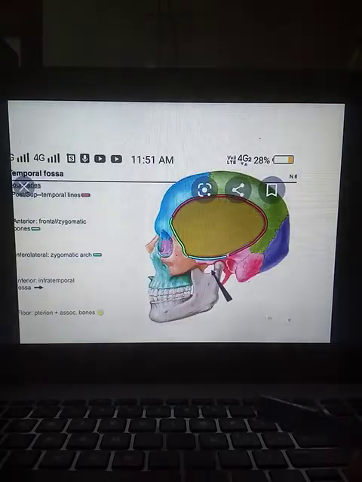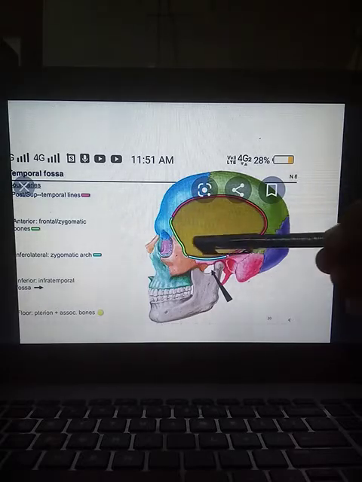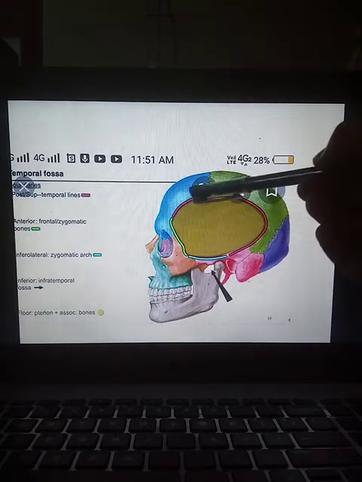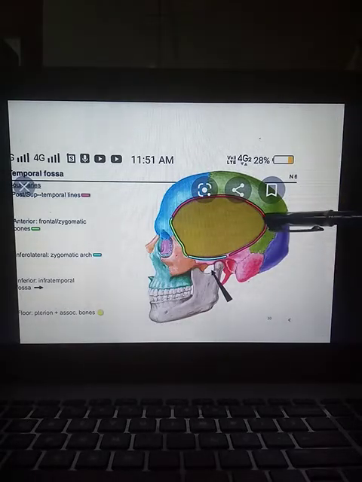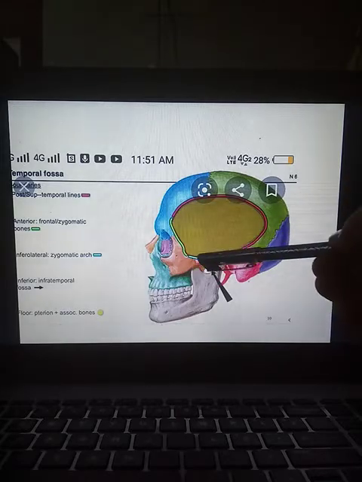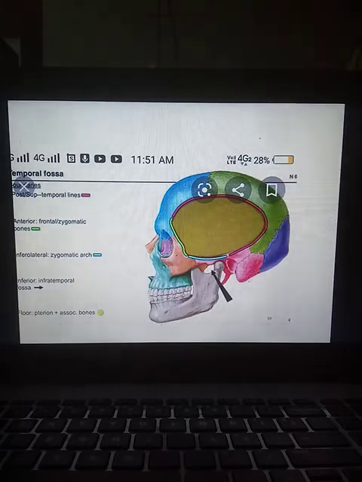Coming to the temporal fossa, you can see this is the lateral side of the skull. We are seeing the side of the skull. So what will you come across in this? You will be having a fossa, or slight depression in the skull, here. This fossa is called the temporal fossa.